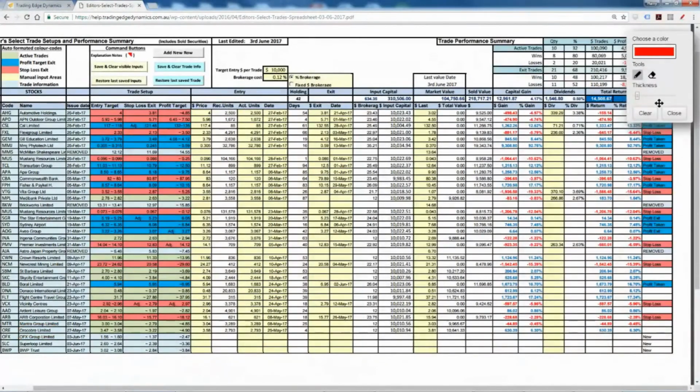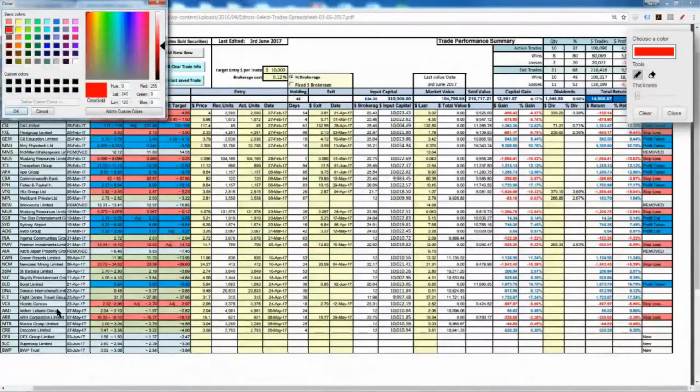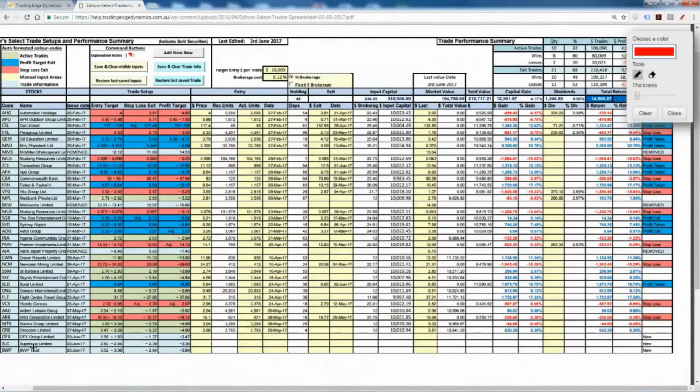From the other ones we've entered this week, we've entered 3 trades, the last 3 trades here: OFX, Superloop and BWP Trust. OFX is into foreign exchange services, Superloop is into fiber optic infrastructure, and BWP is commercial properties. They do the Bunnings warehouse leasing, I guess. Now we've identified those stocks, and we'll look at the charts in a minute.